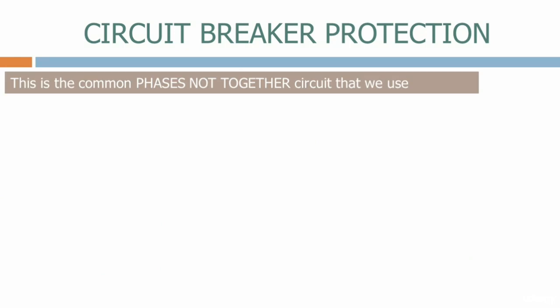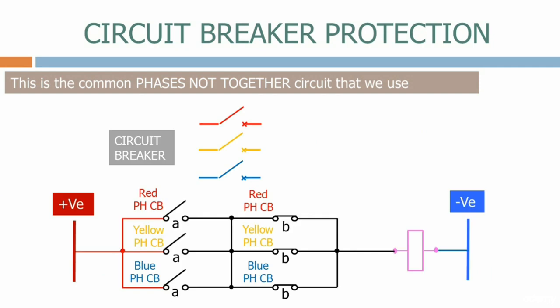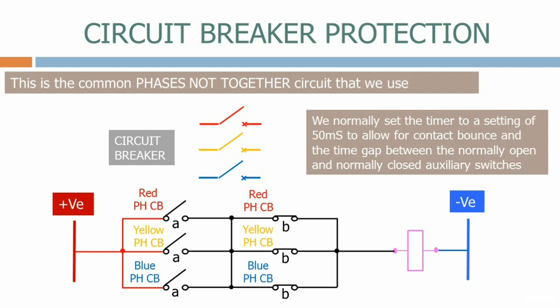This is the common Phases Not Together circuit that we use. We have parallel chains of normally open auxiliary switches in series with a parallel chain of normally closed circuit breaker auxiliary switches, connected to a timer which is used as a Phases Not Together relay. We normally set the timer to a setting of 50 milliseconds to allow for contact bounce and the time gap between the normally open and normally closed auxiliary switches.